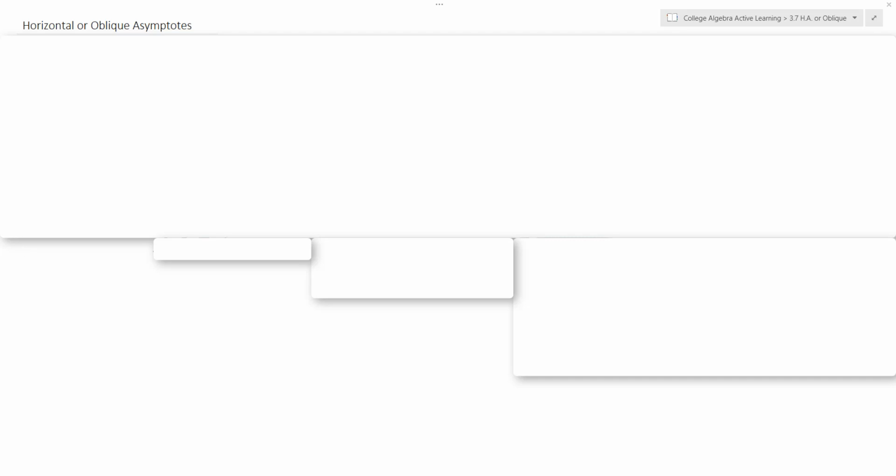We're going to go ahead and take a look at one final example. We're going to look at the function f of x equals x squared plus 1 divided by x. And again, we're going to look for the highest power of x, which is x squared, and we're going to divide every term by that.